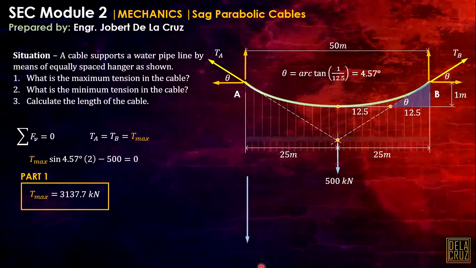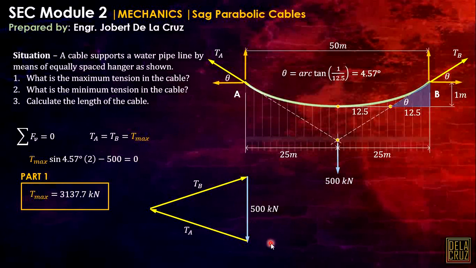Okay, by force triangle, since we have only here 3 forces, so we can actually calculate this by force triangle or force polygon. So we have this 500 kilonewtons, this one that is TA, and that one that will be TB. So dapat mag-close sila para maging equilibrium.